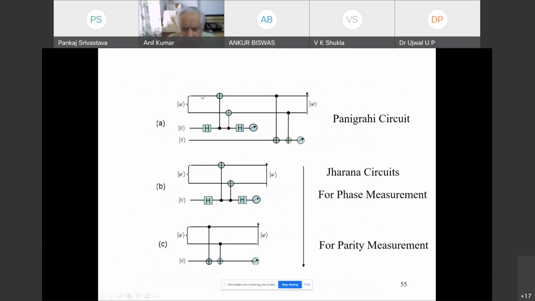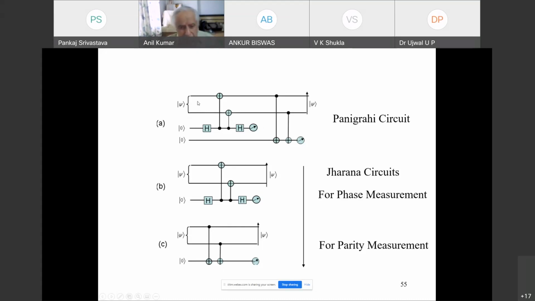Professor Panigrahi had taken two extra qubits to distinguish the Bell states. Okay, and so you need a four qubit system. We had only a 3 qubit system. So Jharna did a very intelligent thing. She said, I will do a phase measurement in one, and another parity measurement in another. I'll re-prepare the Bell state and show how it comes out.